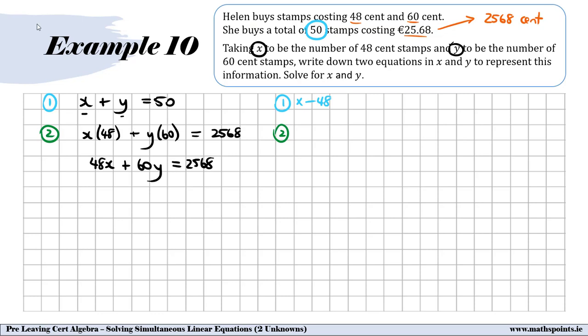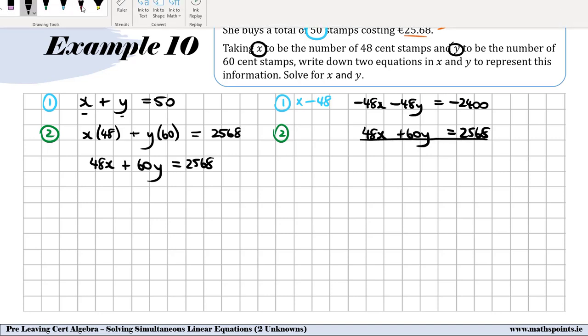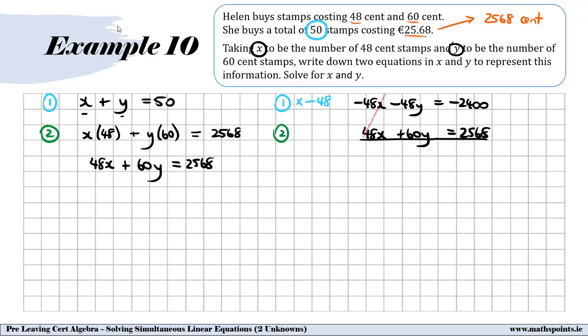So multiplying each term in equation 1 by minus 48, I get x by minus 48 is minus 48x. Y by minus 48 is minus 48y. And 50 by minus 48 is minus 2,400. Equation 2 is exactly the same, so we have plus 48x plus 60y equals 2568. So I'm going to draw a line underneath, and I'm going to add both lines. When I add the x's, I get minus 48x plus 48x gives me 0x, so they eliminate. Adding the y's, I get minus 48y plus 60y is 12y. And then the numbers minus 2,400 plus 2568 gives me 168. So 12y is equal to 168.